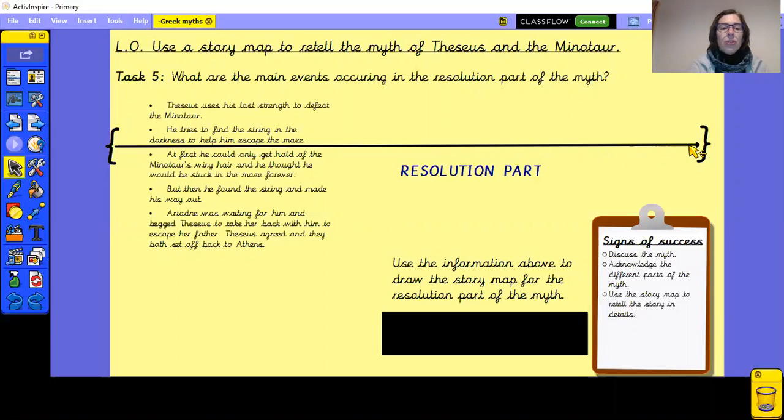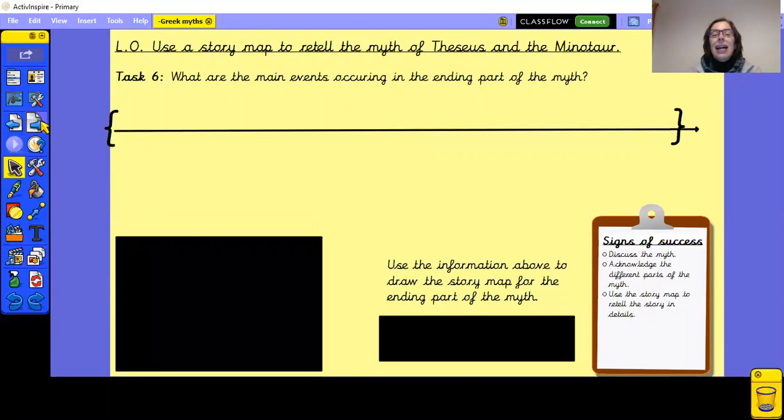So remember, on your line above and below, have some events that are happening in the resolution part. Now, as you've done yesterday, use the curly brackets here and add resolution part, so we will know these are the events in this part of the myth of Theseus and the Minotaur. And once you're ready, we're going to jump to task 6 and look at the ending part of the myth.